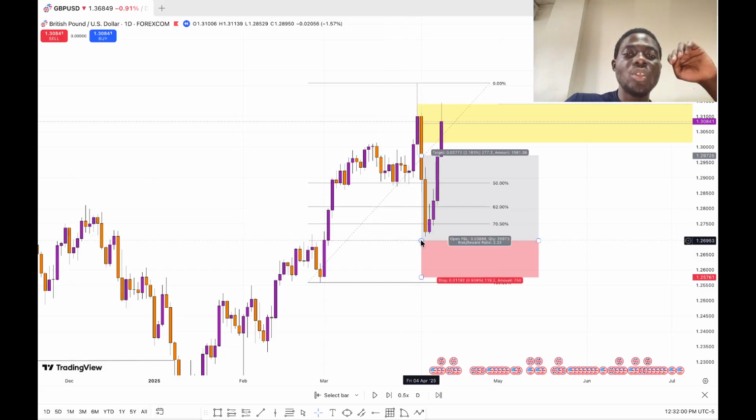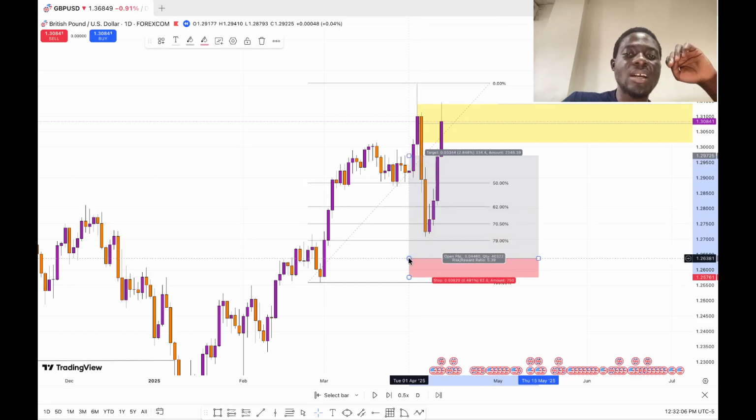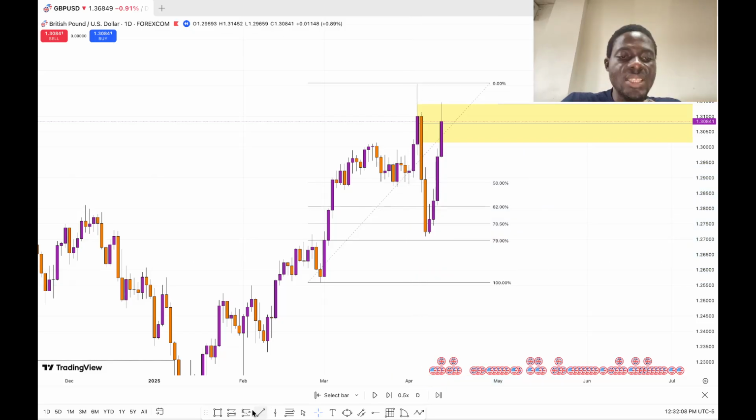Price didn't come all the way to the order block to enter. So what we do is we can trust these levels, these discount levels. That is from the 62 to 79% level.